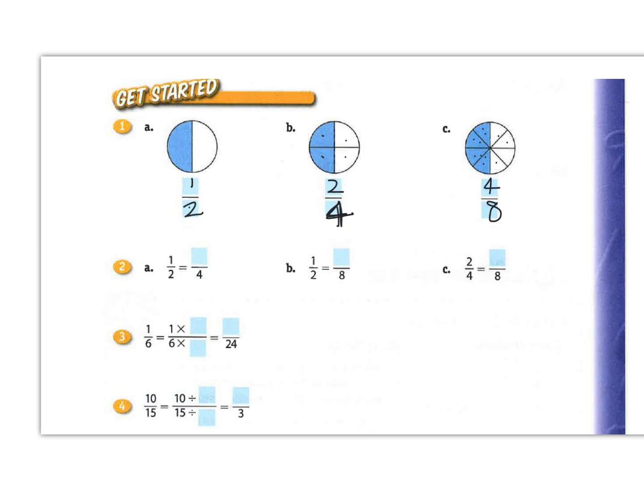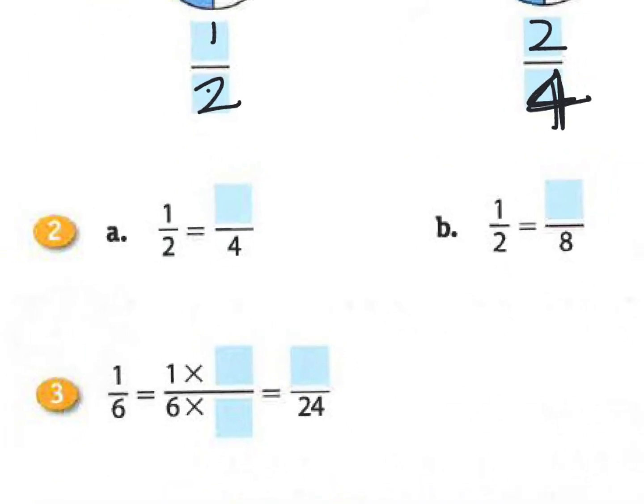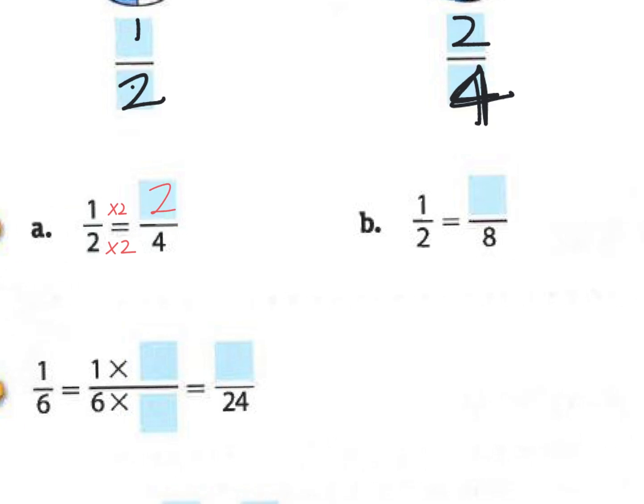Well, we can see here it's telling us that 1/2 equals how many fourths? Like we just talked about, if I multiply the bottom by 2, then I get 2 times 2 is 4. Well, if I did times 2 on the bottom, I have to do times 2 on the top to get 2. So 1/2 is equivalent to 2/4.